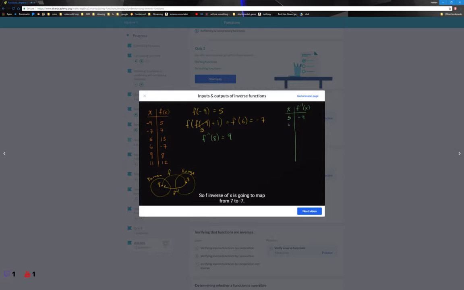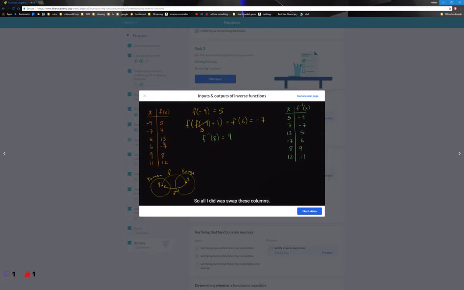Now we're mapping from this to that. So f inverse of x is going to map from 7 to negative 7. Notice, instead of mapping from this thing to that thing, we're now going to map from that thing to this thing. So f inverse maps from 13 to 5, from negative 7 to 6, from 8 to 9, and from 12 to 11. So let's see, did I do that right? Yep, it looks like I got all of them.